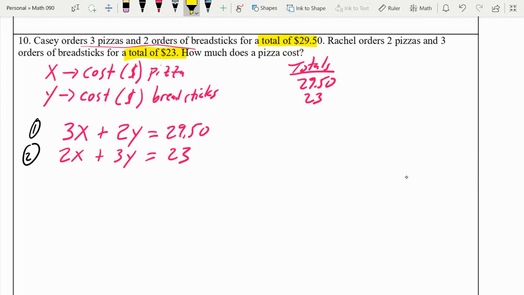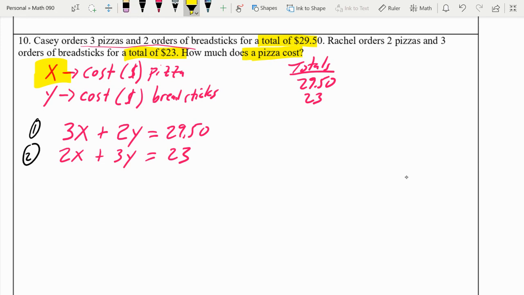In both equations, there's no variable by itself. But since what they're asking is how much the pizzas cost, all I want to solve for is X. So what do I want to have happen? I want the Y's to go away. How can I force these Y's to cancel each other out?